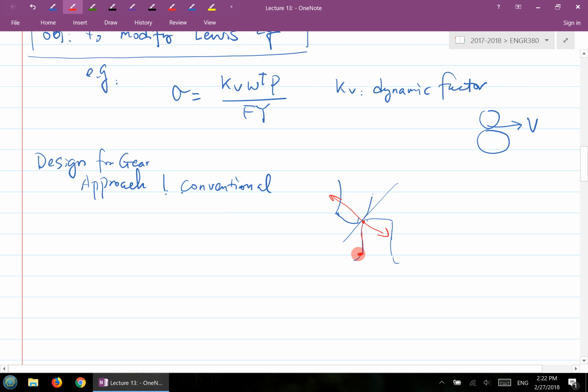Okay, and as the contact point is at the top, then at the root location you have a bending normal stress. As the contact point is over here, then you have another bending normal stress. Over here you have another. So basically, the bending normal stress will also oscillate, right? Will also oscillate.